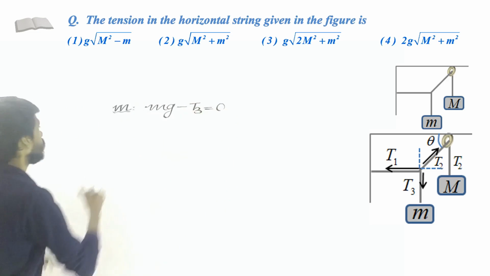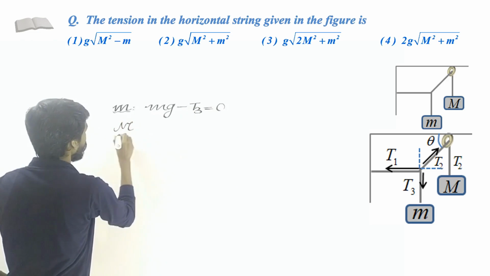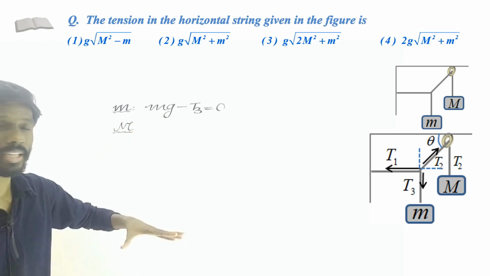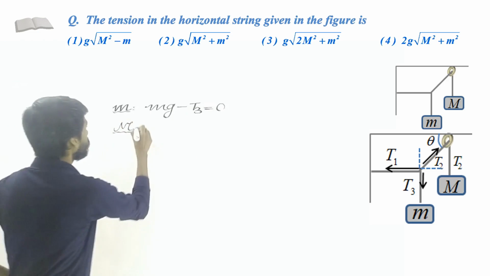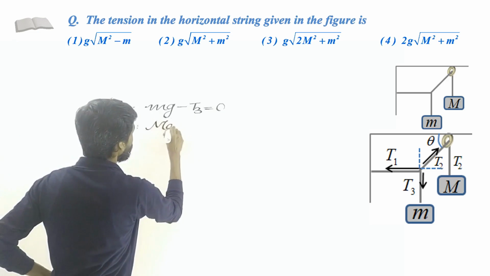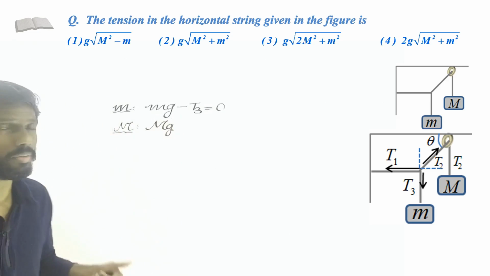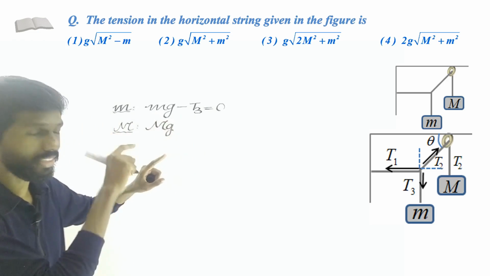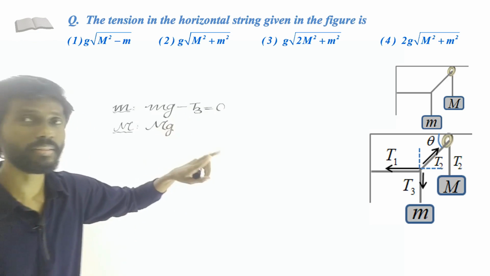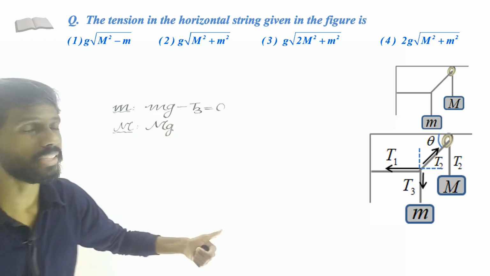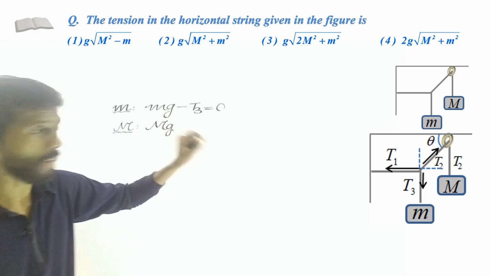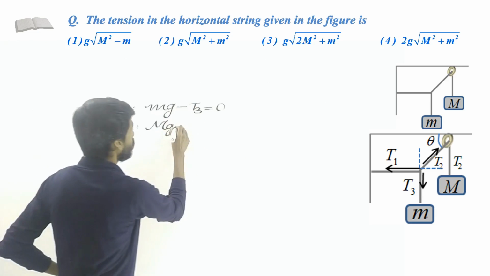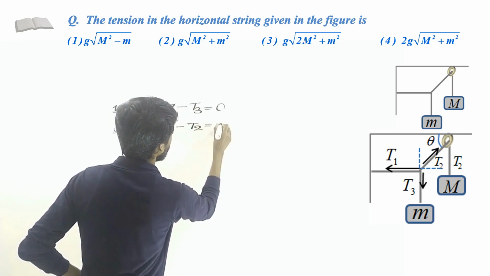Now we will write for the other block also, capital M. So what are the forces acting on this? In the vertically downward direction we have the gravitational force, so Mg, and also the tension force T2 is acting in the vertically upward direction, because the tension is same at any point on the string, so at that point the tension is acting in the upward direction, away from that mass, opposite direction. So Mg minus T2 equals 0.